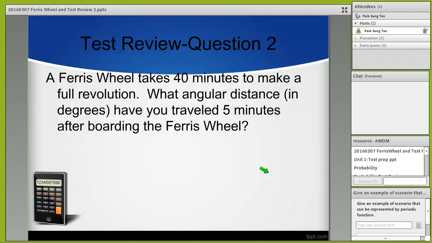A Ferris wheel takes 40 minutes to make a full revolution. What angular distance in degrees have you traveled 5 minutes after boarding the Ferris wheel? So 40 minutes to make 360 degrees, right? So we want to know how many degrees it travels each minute.